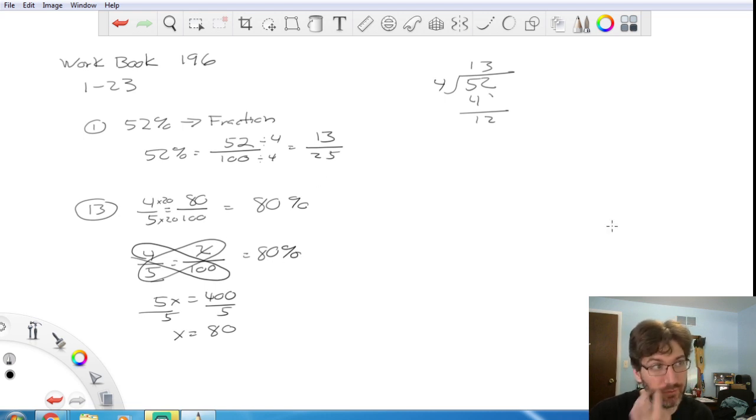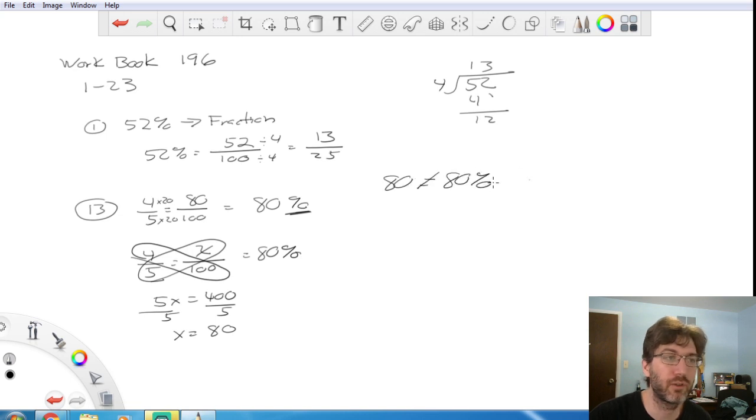When you are typing things in, please do not lose your percent signs. If you don't put a percent sign by it, it's the number 80, and I can tell you right now, 80 does not equal 80%. They are two very different numbers. So make sure you put the percent sign and don't leave off that unit. But yeah, give them a shot.